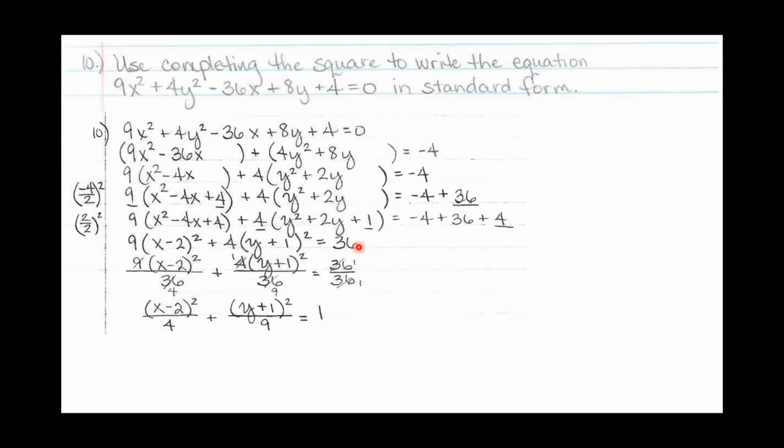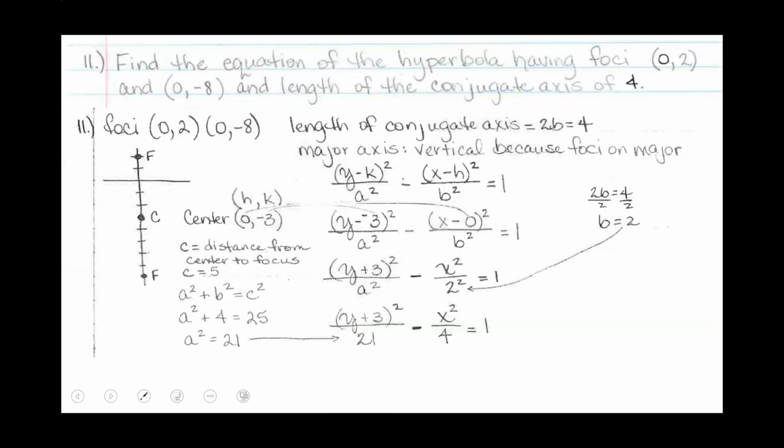Now, in standard form, your ellipse and hyperbola always have to be set equal to 1, right? So let's divide both sides by 36 so that they'll be set equal to 1. So over here, when I divide, the 9 and the 36 simplifies to 4 in the denominator. The 4 and the 36 simplifies to 9 in the denominator, and then we have our 1. So there is our standard form for our ellipse.